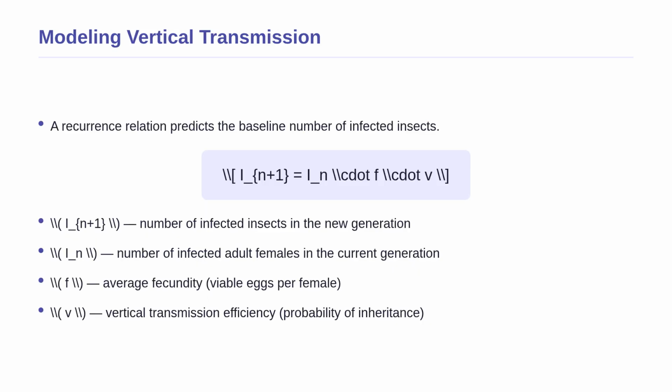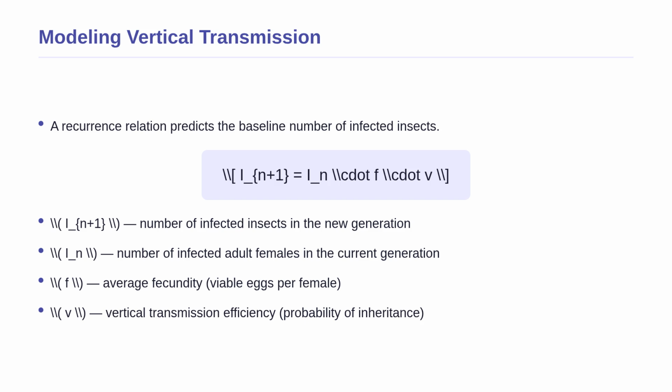Having seen the cycle visually, we can now model it mathematically. To understand how vertical transmission sustains a pathogen, entomologists use a simple mathematical recurrence relation. This equation predicts the infection prevalence in the next generation. Let us break down the symbols.